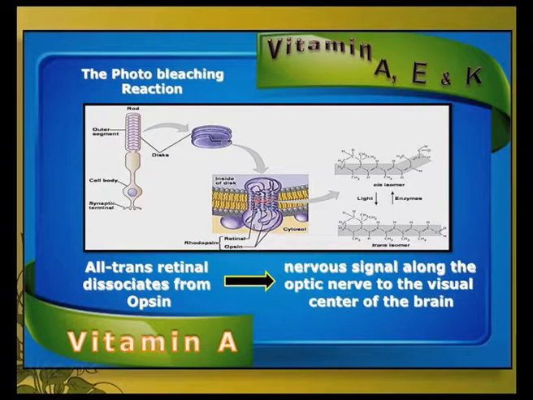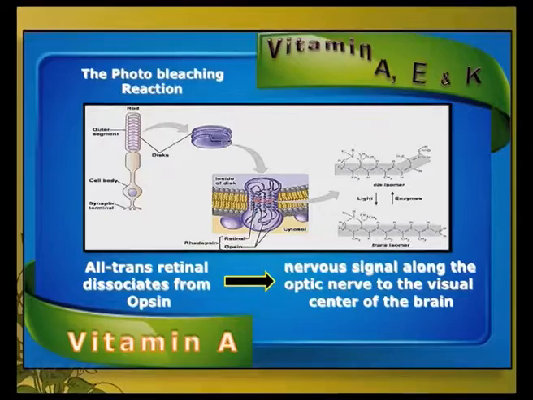In rhodopsin, the retinal is in 11-cis retinal conformation, and when light falls on rhodopsin, there is a conformation change in this retinal molecule, and the 11-cis retinal gets changed to all-trans retinal. And all-trans retinal does not stay bound to the opsin. It dissociates out, and this dissociation of retinal from opsin is actually the nervous signal which propagates along the optic nerve and reaches the brain, and the individual gets the perception of vision.